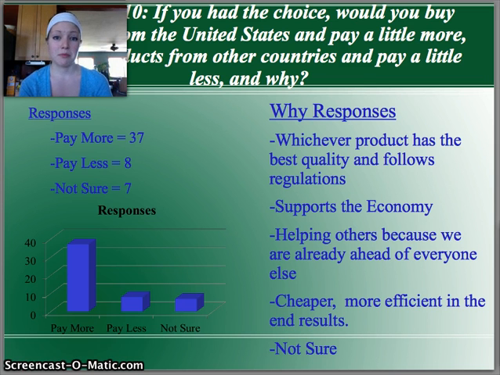And then the next most popular answer for pay more was they want better quality products because they believe that the United States follows more regulations than China or other countries do. The reasons people said pay less was because they want to help other people because we are already ahead of everybody as it is, and we don't need to get any more ahead of anybody. Some people just said it's cheaper to send jobs out of the country, it's more efficient in the end. And then I had a lot of not sure responses to this. They just gave their opinion as to yes or no.